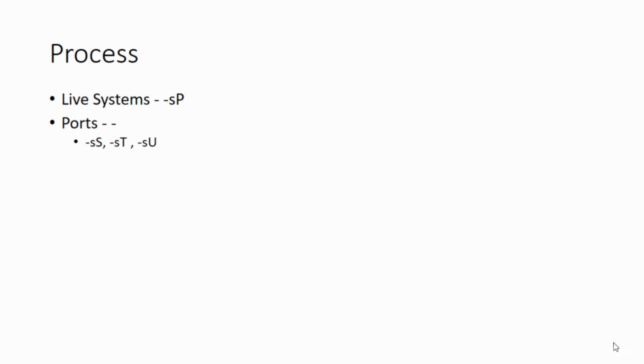And the difference is the S scan, stealth scan, SYN scan, or half open scan, whatever you want to call it, is actually not going to complete the 3-way handshake. The T scan will complete the 3-way handshake, and as such, it'll be logged by the target. And the U is for UDP.